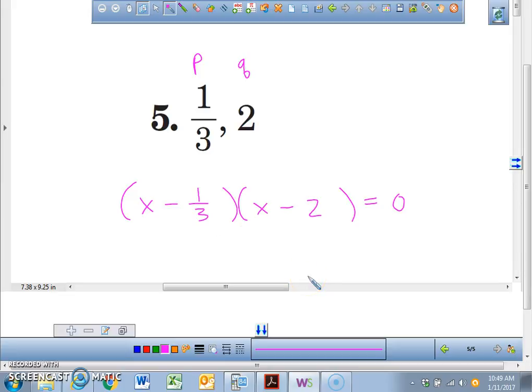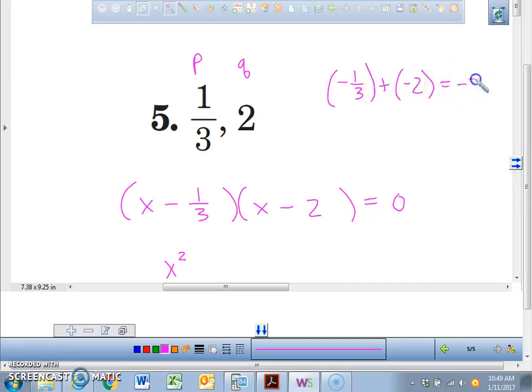Now, don't get intimidated. We're just working with fractions. It's not that big of a deal. We're going to start out with an x squared. Now, if you have a negative 1/3, everybody, and you end up just adding a negative 2, that's just negative 2 1/3. But I want us to change this to an improper fraction. So 2 times 3 is 6. 1 more is 7. So change that to negative 7/3.